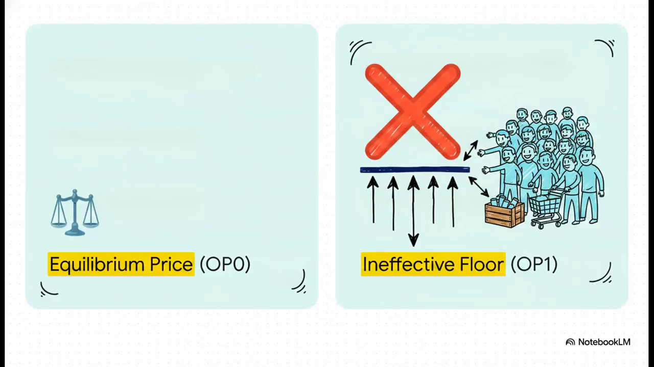Now, what if the government tries to help out but gets the math wrong? What happens if they set a floor price way down at OP1, which is structurally below the equilibrium price of OP0? Setting a minimum price below that natural market center actually has absolutely no effect on the market. Why? Because at that lower price of OP1, buyers want to buy way more than sellers actually want to sell. It creates natural excess demand, specifically the gap labeled GH. And what happens when buyers are competing for limited goods? The price naturally gets pushed right back up to the equilibrium level of OP0. So that floor, completely useless.